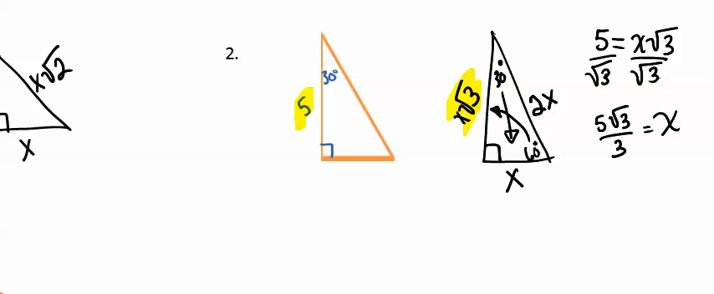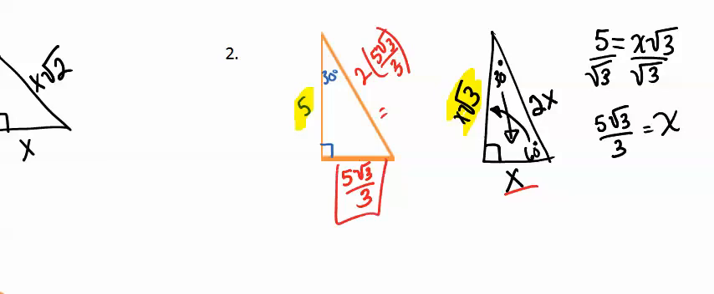So then we just do some substitution. We know that x is here, so we'll put 5 square root of 3 over 3 for this length. And up here, we know it's 2 times x. So that will be 10 square root of 3 over 3.